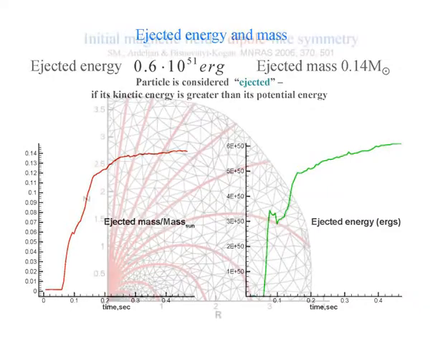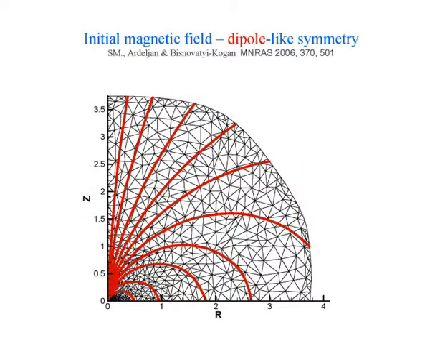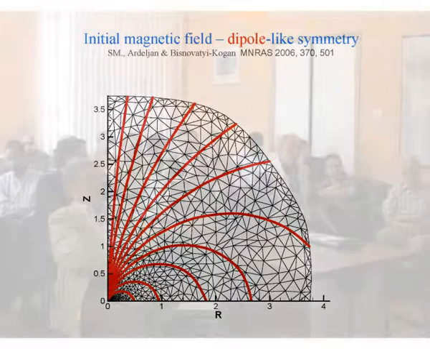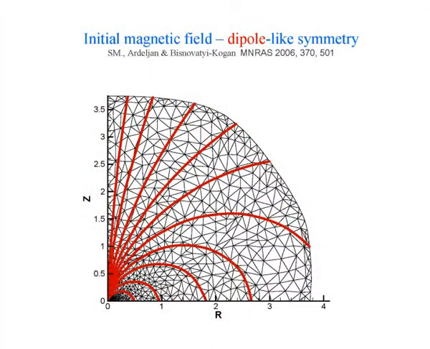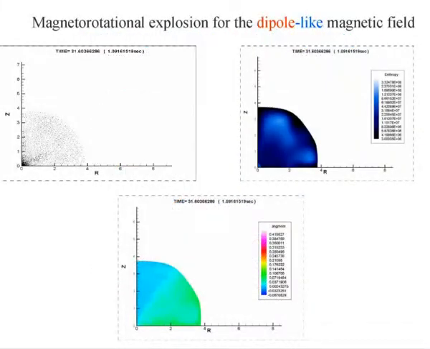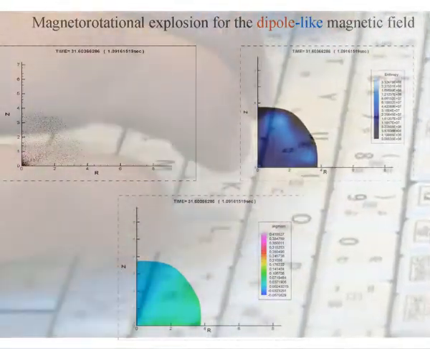Situation here is almost the same, but the only difference is that in the case of quadrupole, the magnetic field was parallel to the equatorial plane, but here it's almost orthogonal, or exactly orthogonal. In this case, the scenario of the explosion is a little bit different. We still have an MHD shock, which goes outside and which is pushed by the MHD piston, but due to the topology of the magnetic field, now it develops in a different direction.